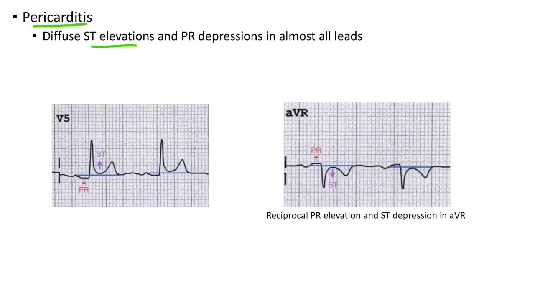Now let us see about ECG findings in a case of pericarditis. There will be diffuse ST elevations and PR depressions in almost all leads. This picture shows ECG findings in a case of pericarditis. As you can see, there will be ST elevation and PR depression in almost all leads, and there will be reciprocal PR elevation and ST depression in lead aVR.